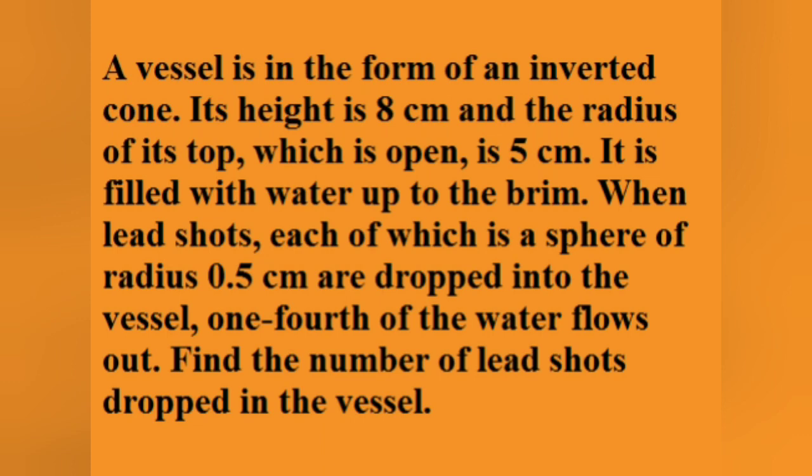Another important question: a vessel is in the form of an inverted cone. Its height is 8 cm and the radius of its top, which is open, is 5 cm. It is filled with water up to the brim. When lead shots, each of which is a sphere of radius 0.5 cm, are dropped into the vessel, 1/4 of the water flows out. We need to find the number of lead shots dropped in the vessel.